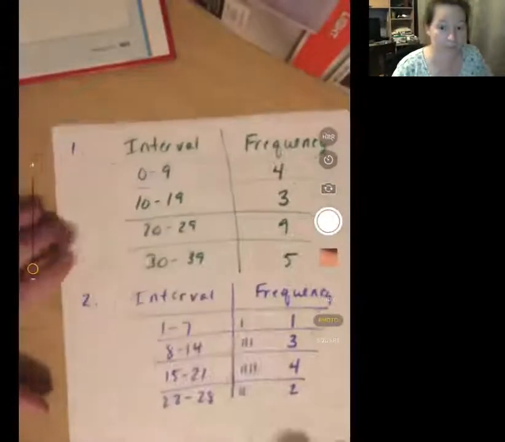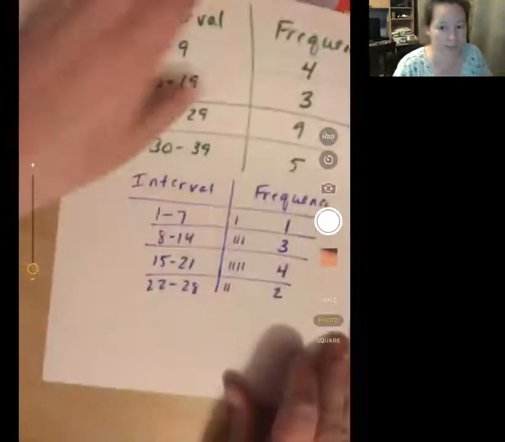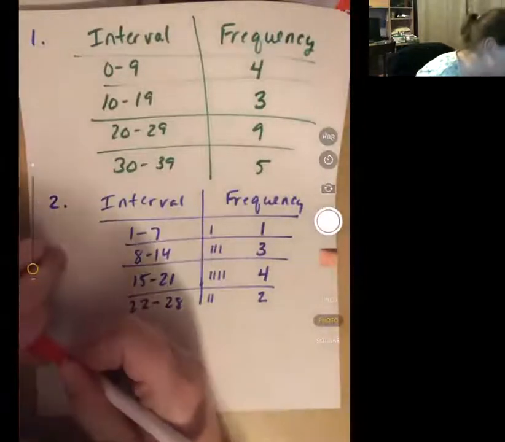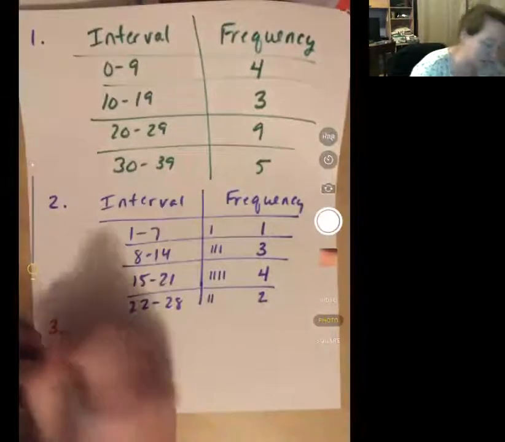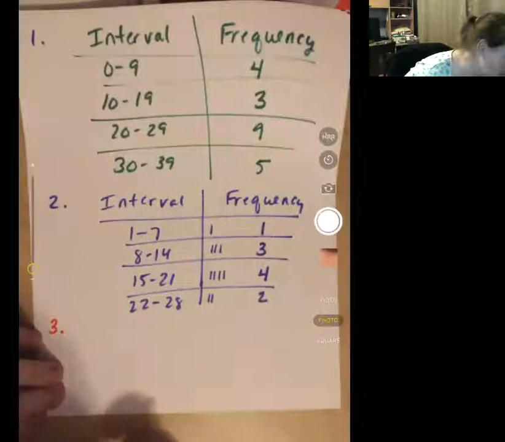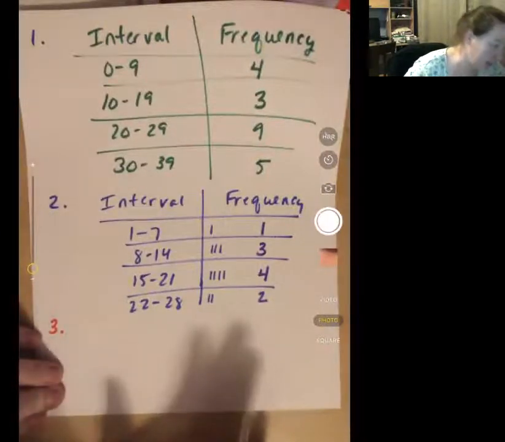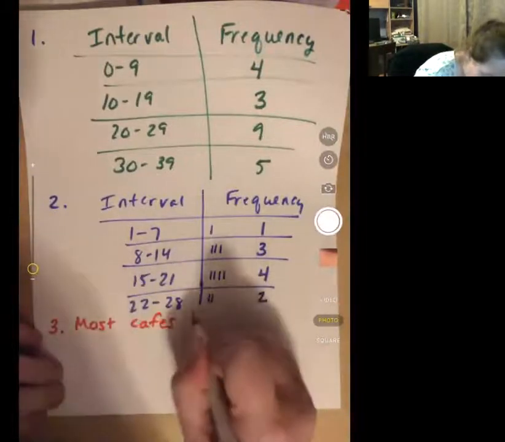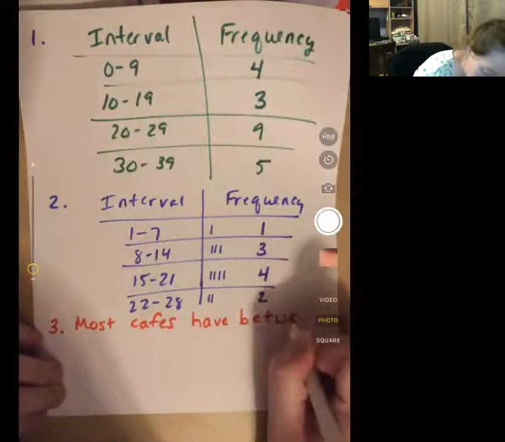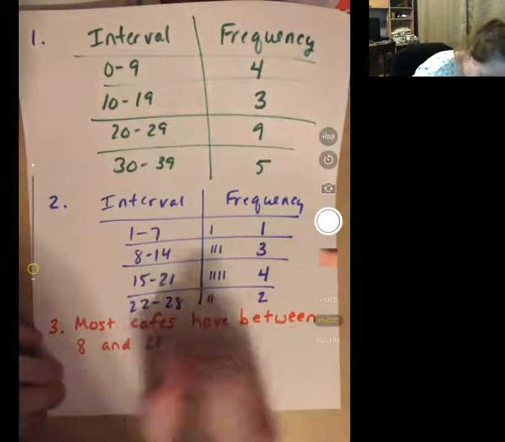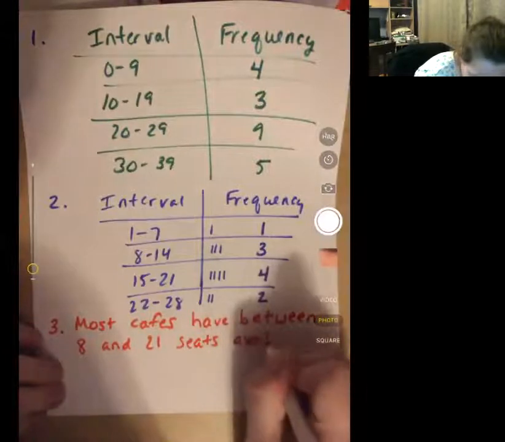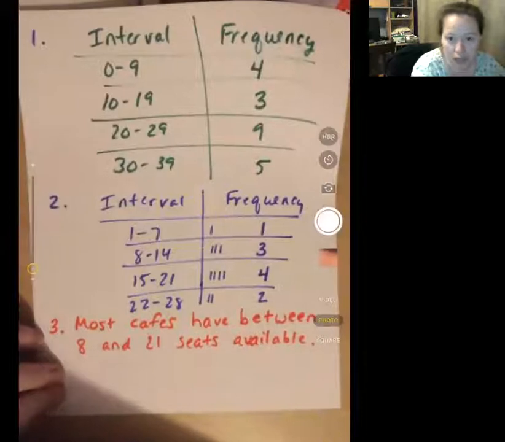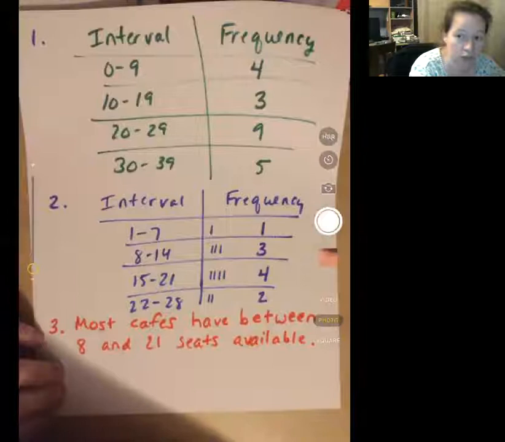Number 3 says, what are some conclusions you can make about the distribution of the data? Well, this had to do with seats available in cafes in his town. So I can say most cafes have between 8 and 21 seats available, because I have 3 between 8 and 14, and I have 4 between 15 and 21. So most cafes have between 8 and 21 seats available.